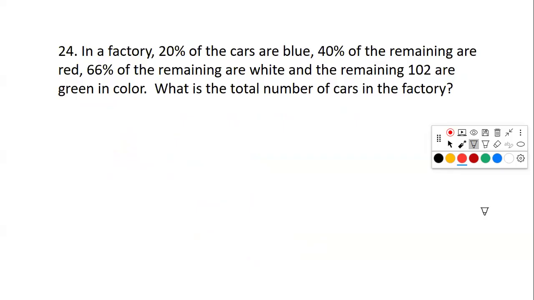In a factory, 20% of the cars are blue, 40% of the remaining are red, 66% of the remaining are white, and finally the remaining cars are 1 or 2 green in color. What is the total number of cars in the factory?